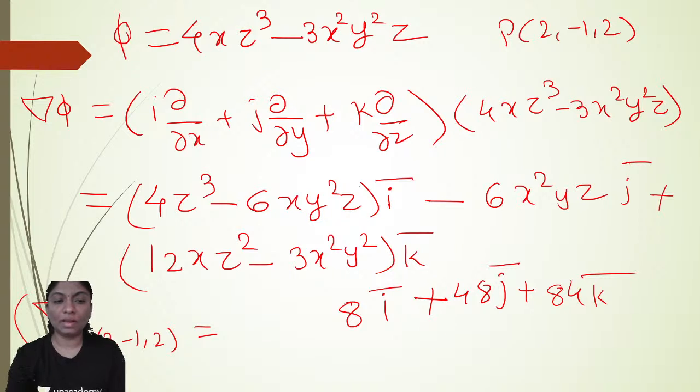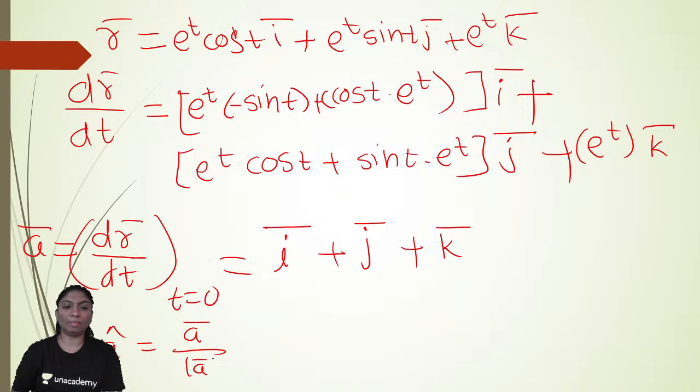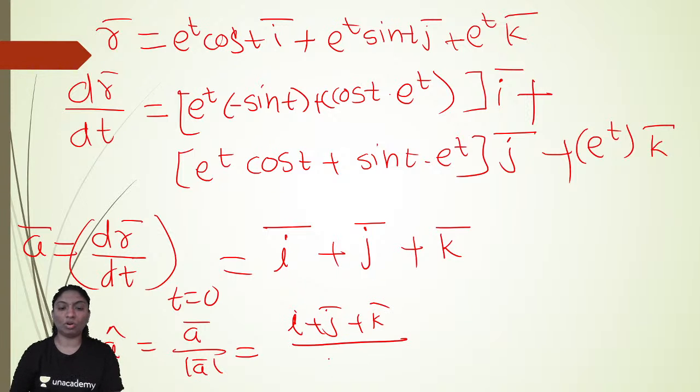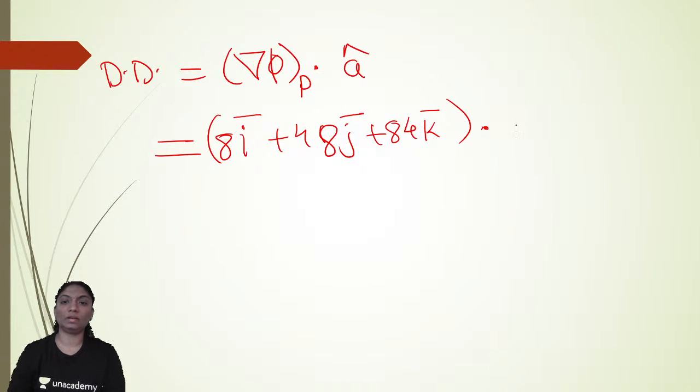So what is our a cap? This is our a bar. We'll calculate the a cap. So a cap is equal to a bar upon mod of a bar. So a bar is i bar plus j bar plus k bar, upon mod of a bar, which is root of 1 plus 1 plus 1. So your a cap is i bar plus j bar plus k bar upon root 3. Okay, that we will write here: a cap is equal to i bar plus j bar plus k bar upon root 3.